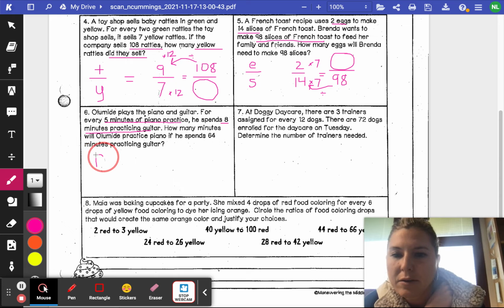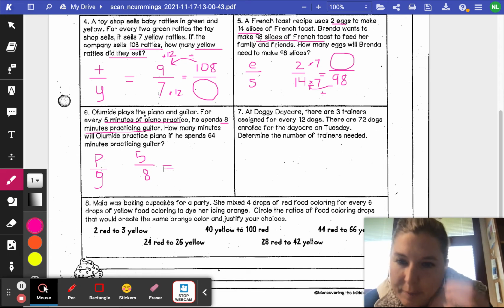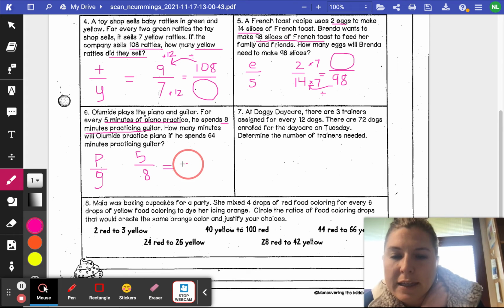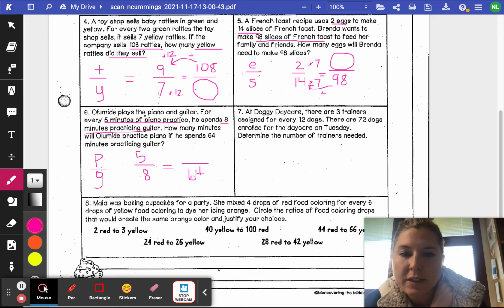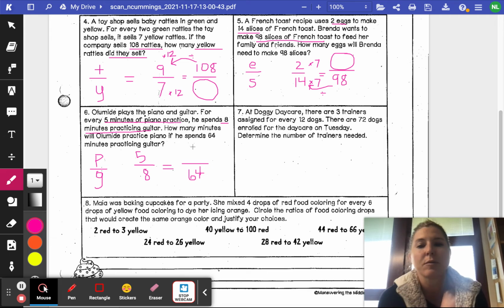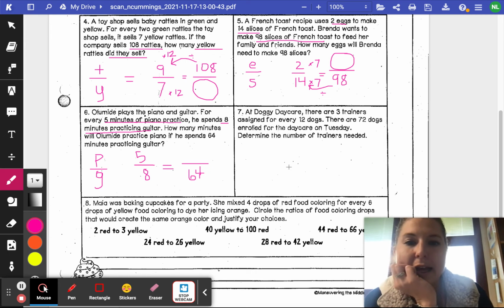So we need piano over guitar. For the first part, it said 5 minutes practicing the piano. He'll do 8 minutes of the guitar. They want to know how many minutes will he practice piano if he did 64 minutes of guitar. So you need to figure out, just like the top two, I'm not going to do this part for you. You have to do it. How many times 8 goes into 64? So 8 times what gives you 64? Whatever you multiply on the bottom, you have to multiply on the top to get how many minutes he will practice the piano. So figure that out.